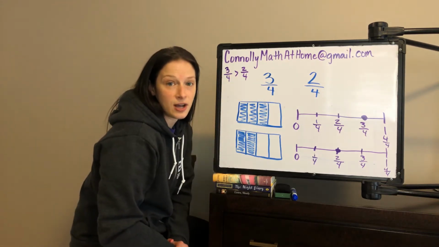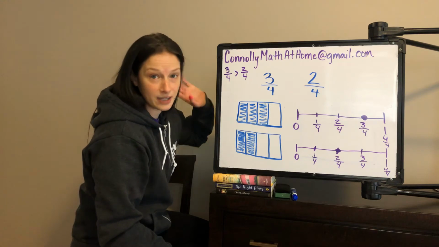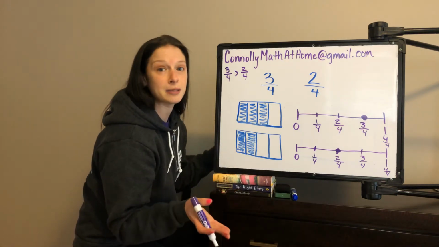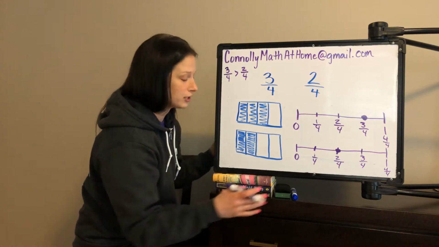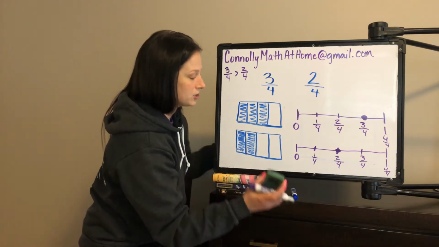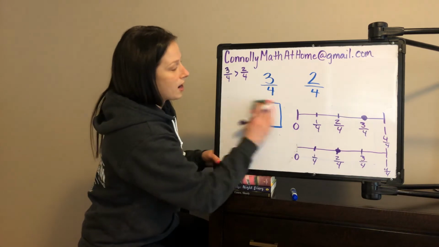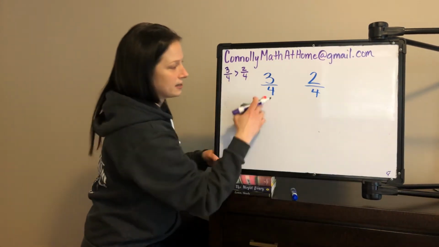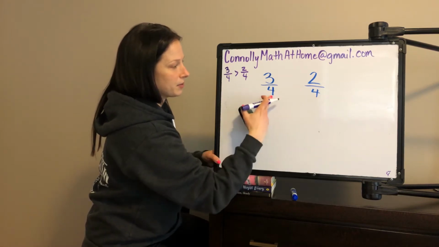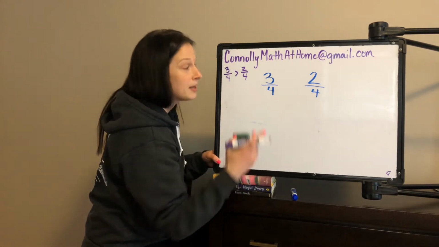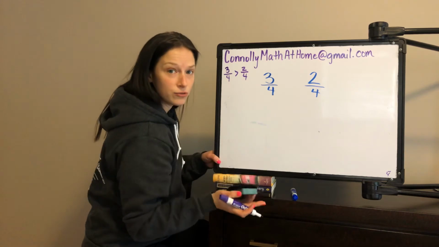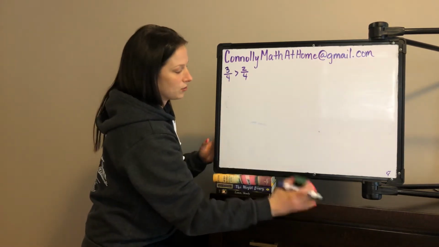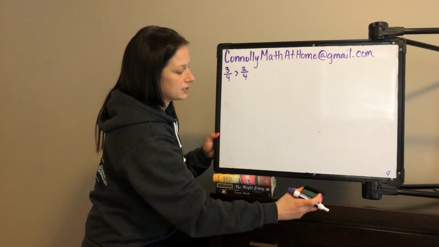I want us to see if we can come up with a conjecture, an opinion, about what happens every time, even though we can't possibly explore every single situation. So we're going to be thinking about each time we compare when our denominators are the same. That was one set of the denominator being the bottom number here. The denominator was the same, and we found that 3/4 is greater than 2/4 in both of our representations. So let's try a different denominator and see if it works there.